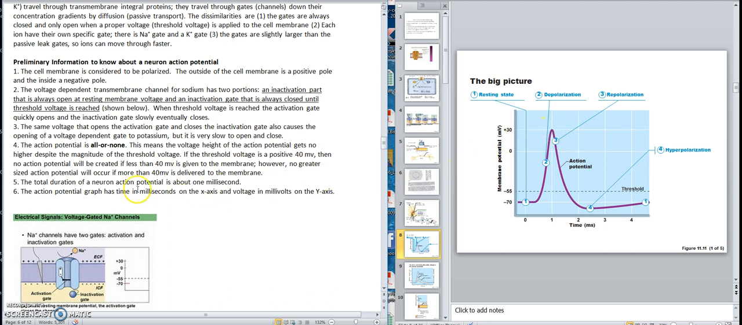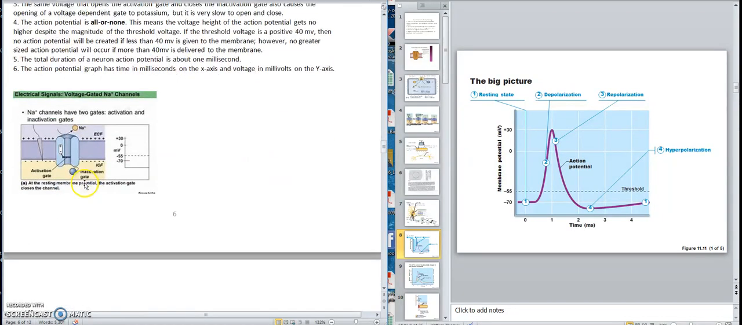We'll talk about that. The total duration of an action potential is, let's say, about a millisecond. The action potential graph has time in milliseconds on the x-axis, and on the y-axis is voltage in millivolts. So keep reading this document, which gives some preliminary information.